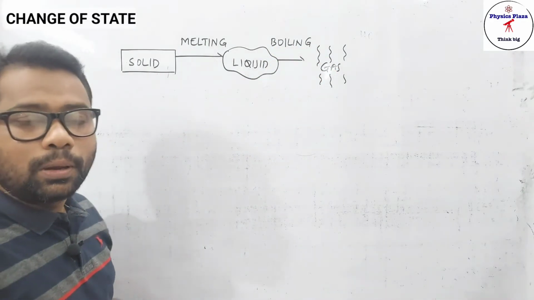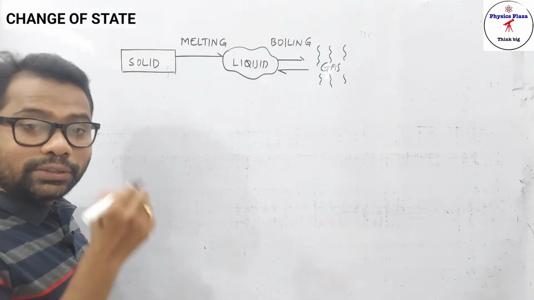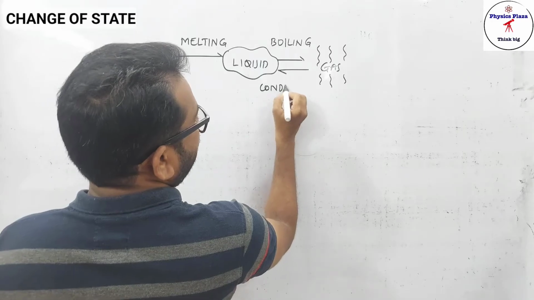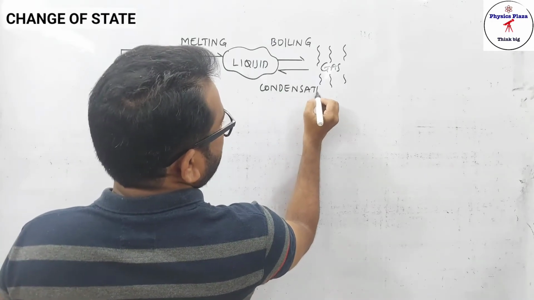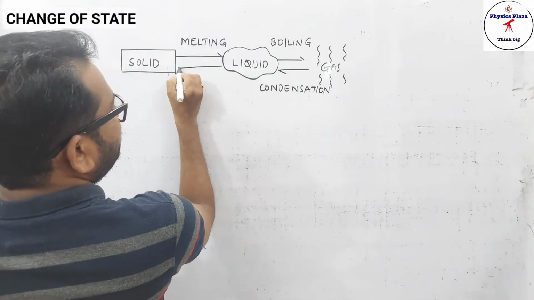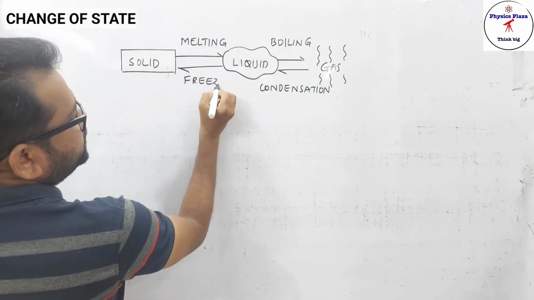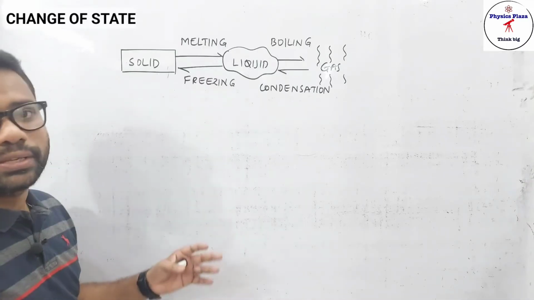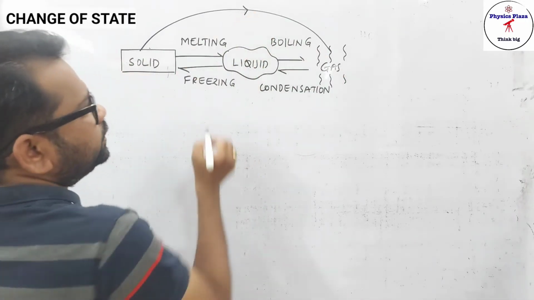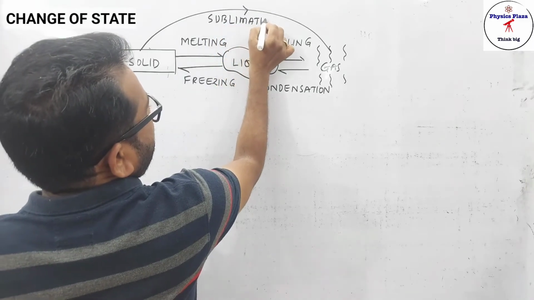This is on heating, children. But when we cool, what will happen? Again, this gas will convert into liquid at a constant temperature. This process is called condensation, or it is also called liquefaction. And further, if you cool, liquid converts into solid; this we call freezing. In some cases, solid directly changes into gaseous state. This we call sublimation.